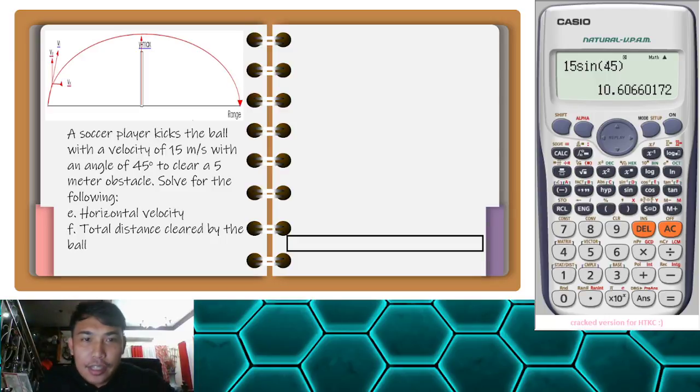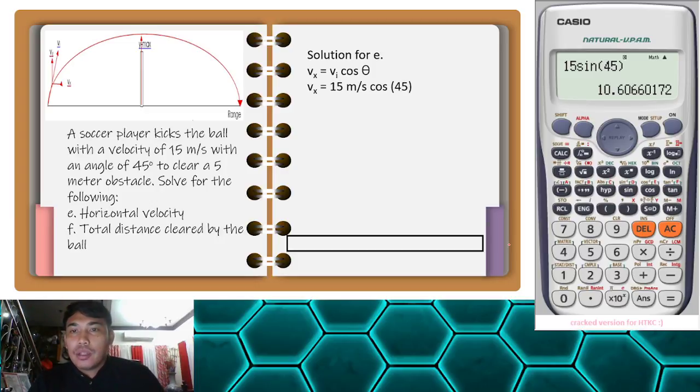Okay, so let's solve this last part. Solution for E, for the horizontal velocity: Vx is equivalent to Vi cosine theta, 15 meters per second multiplied by cosine 45. We will arrive at the answer of 10.6, will it be 10.61? Yes, it's the same, 10.61 meters per second.